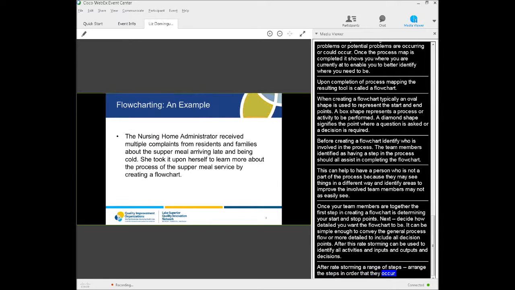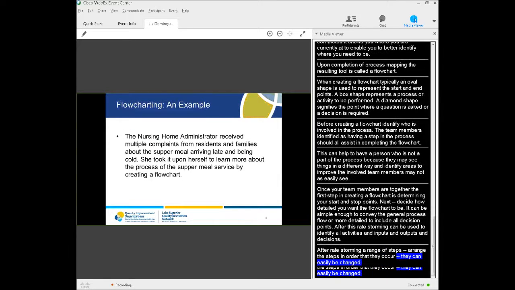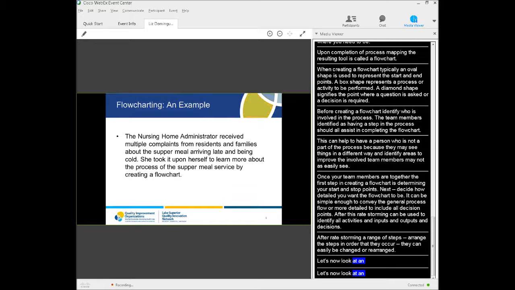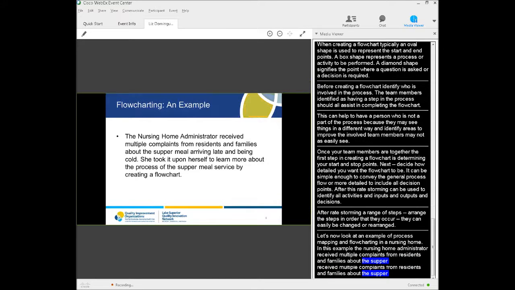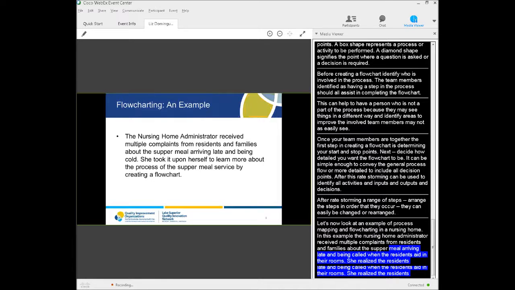Let's look now at an example of process mapping and flowcharting in the nursing home. In this example, the nursing home administrator received multiple complaints from residents and families about the supper meal arriving late and being cold when the residents ate in their rooms. She realized that residents who ate in the dining room were not having the same concerns, so she took it upon herself to learn more about the process of the supper meal service by using a flowchart.